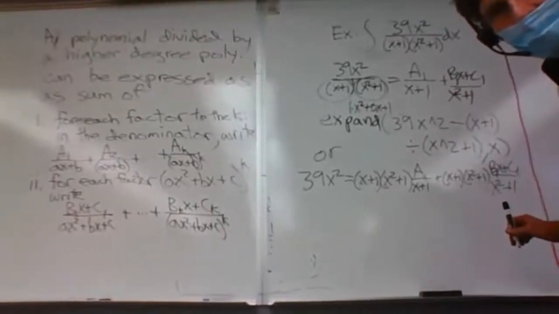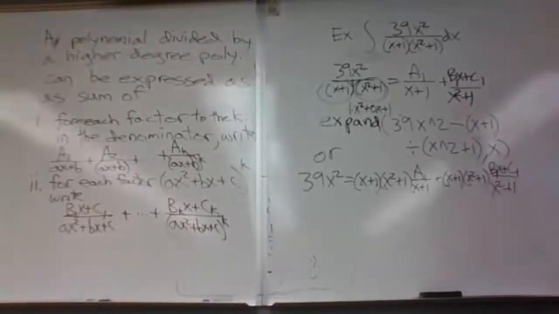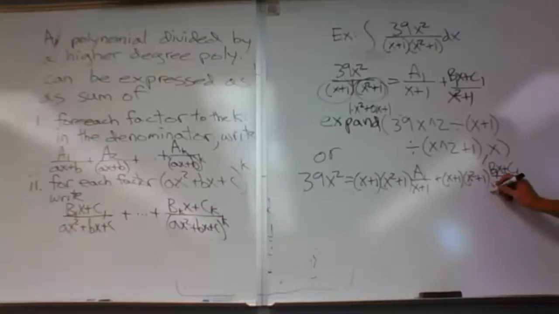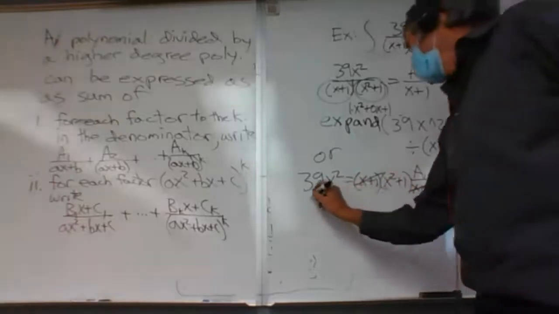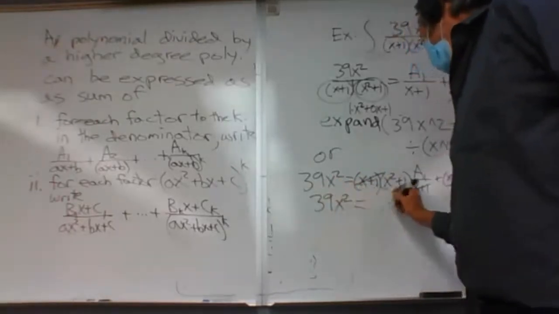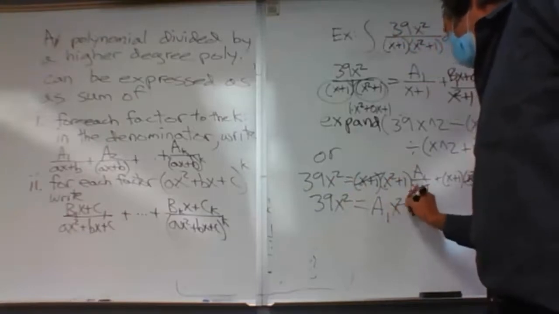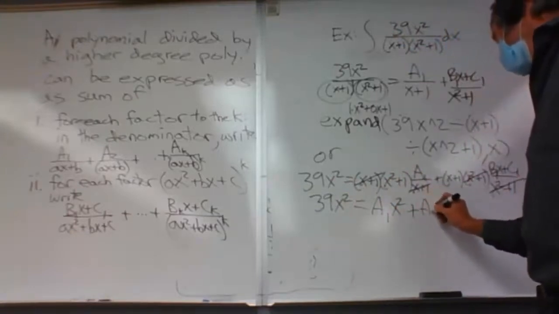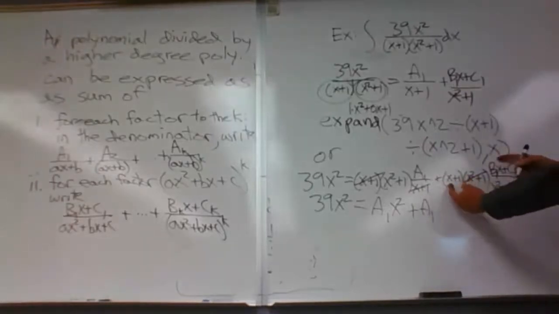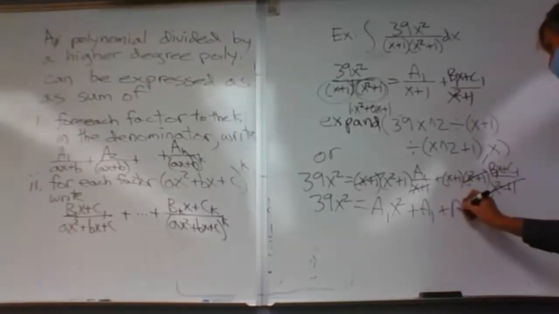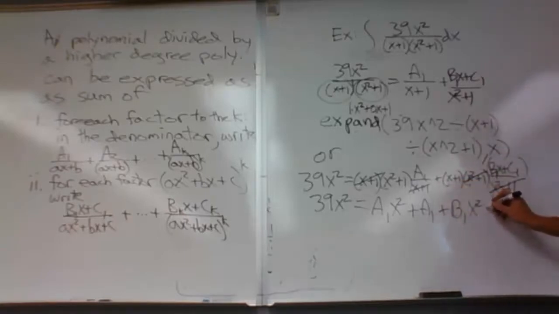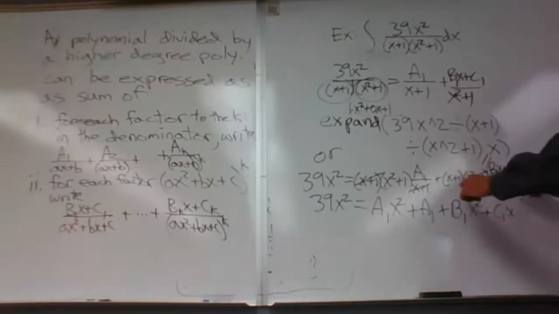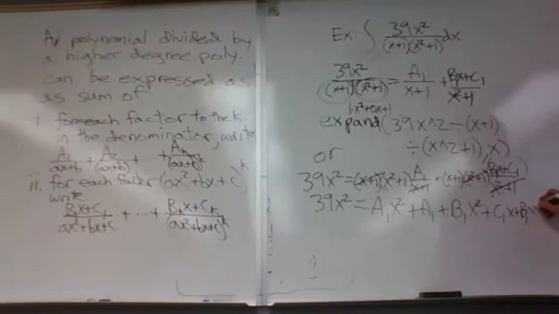Turn that just a little. Oh, I'm on there, I guess. All right. So it looks like that, and then the x squared plus 1 cancels the x squared plus 1. X plus 1 cancels the x plus 1. And what I've got is 39x squared equals a1x squared plus a1. And then I've FOILed this out also. X times b1x is b1x squared. X times c1, right? I'm multiplying this whole thing. Plus x times c1, plus x times b1, plus 1 times c1, plus c1.